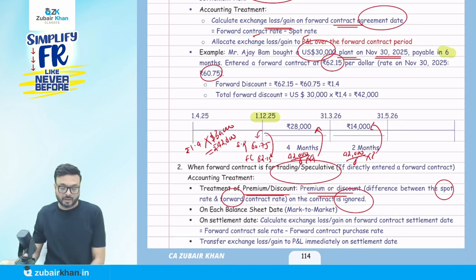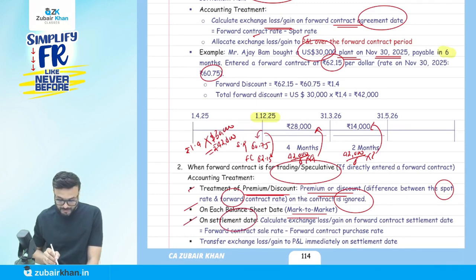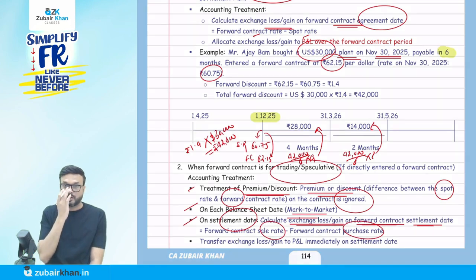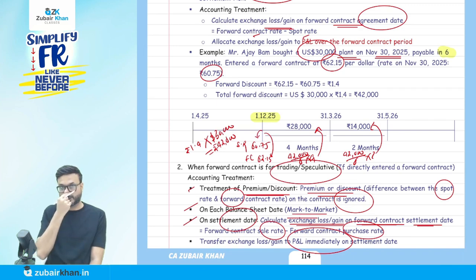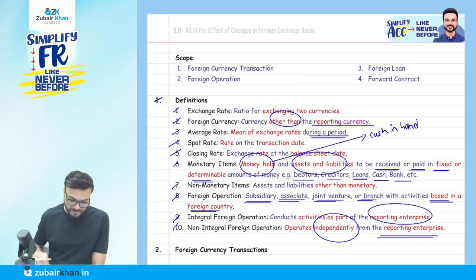That's it. Now they say if in between, balance sheet dates come, we just have to mark to market value. But on settlement date, the calculated exchange gain or loss on forward contract settlement date, the difference between the forward contract sale rate and forward contract purchase rate, will be recognized immediately in profit and loss account. So we are done with Accounting Standard 11.